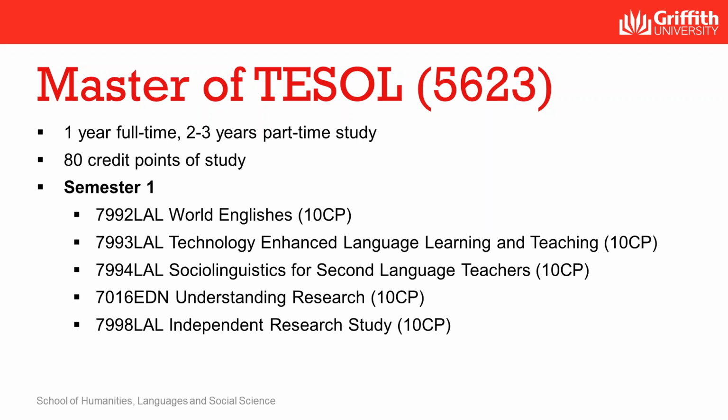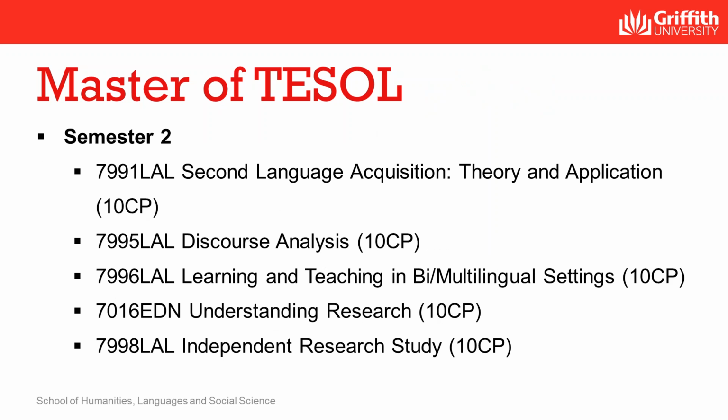And then we have another one, 7016. Please note these 2 courses, 7016 and 7998, will be offered both in semester 1 and semester 2. In semester 2 we have 7991, 7995, 7996, together with those 2 research courses.